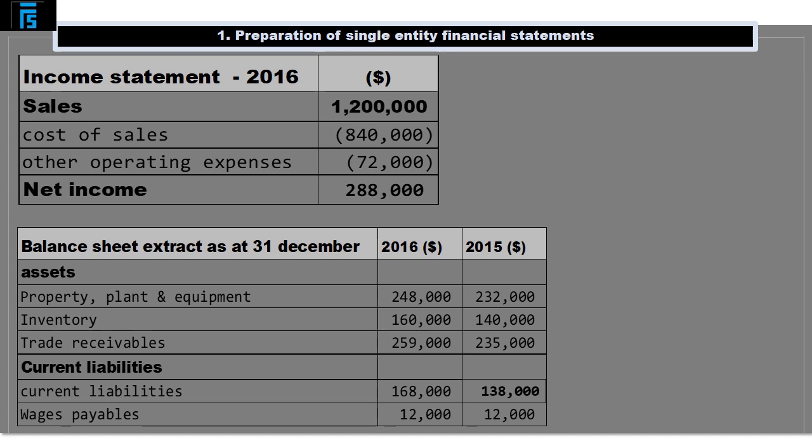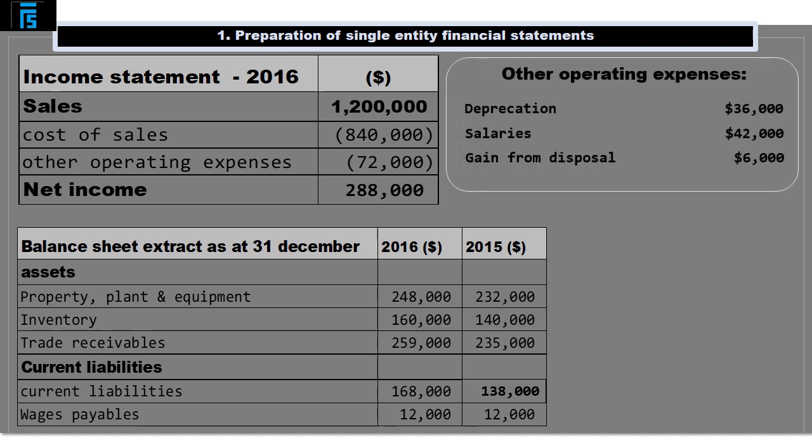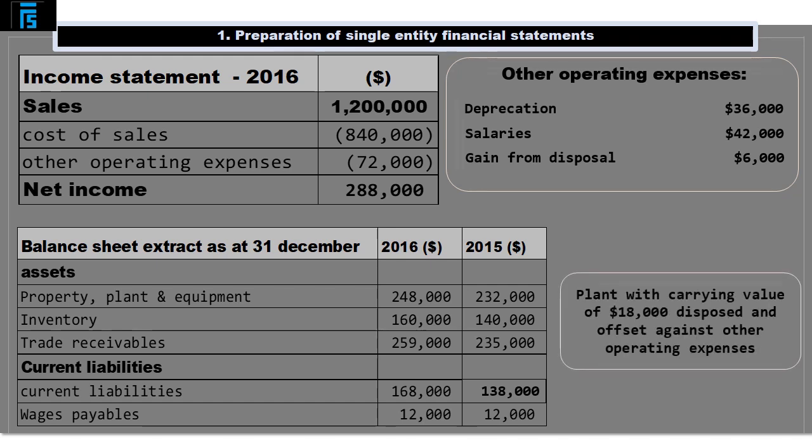Additionally, the following information is given. Other operating expenses comprise depreciation of property, plant and equipment of €36,000, salaries for the year of €42,000, and a €6,000 gain from the disposal of a fixed asset discussed below. During the year, the company sold one item of property, plant and equipment, which had a carrying amount of €18,000 at the date of disposal. The result on the sale has been offset against other operating expenses.